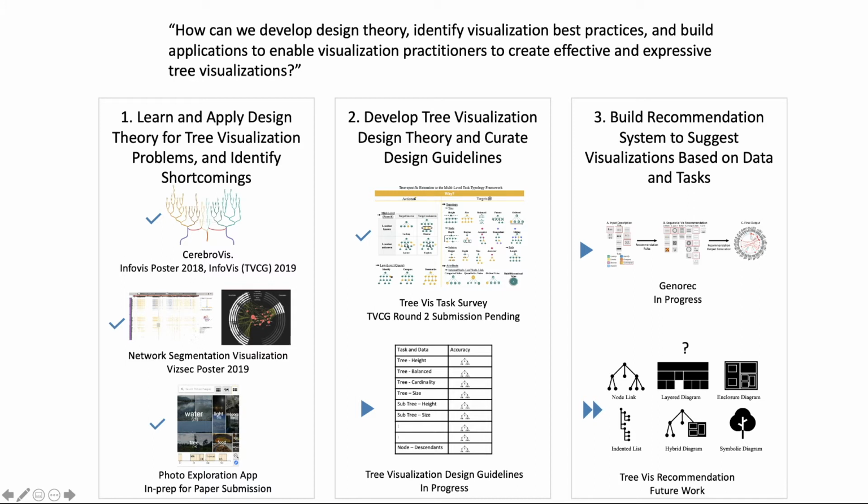I broke down the overarching research question into three separate research problems. First, I learned and applied design study methodology in a number of visualization projects and retrospectively analyzed shortcomings or challenges I faced in the methodology. Next, I used the challenges as an opportunity to enhance the existing theory for design of tree visualizations, and in the process also surveyed and collected guidelines to inform design of tree visualizations. Finally, I used the knowledge created in the process to create practical recommendation systems.